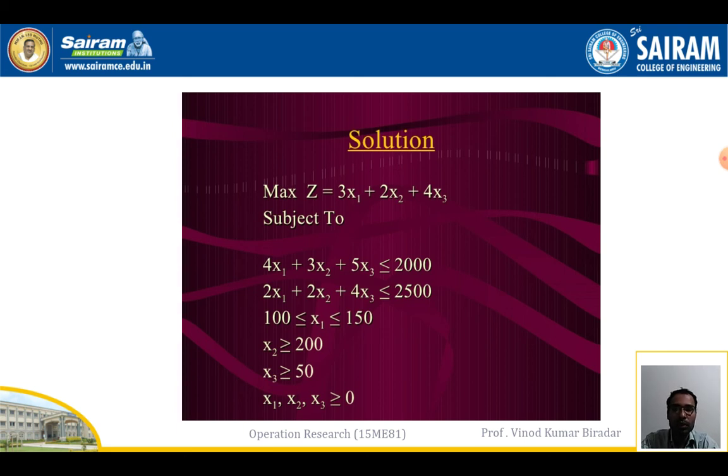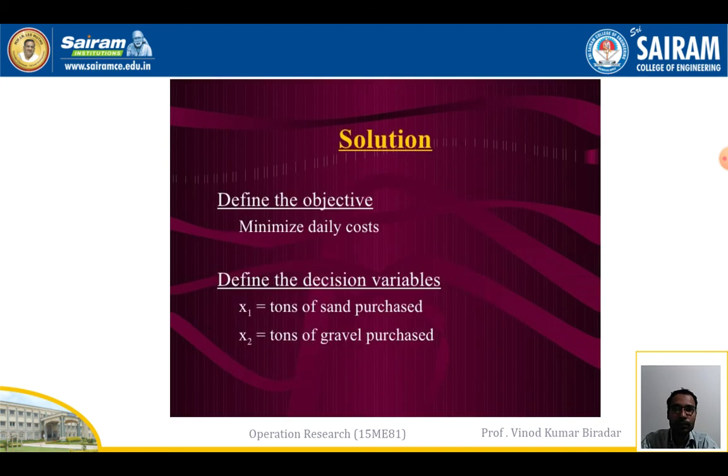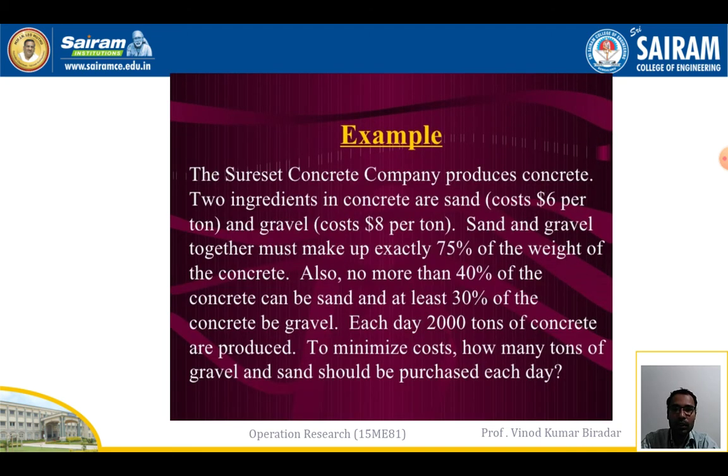So this solution is very important, only 2 lines, but the question is lengthy, okay. So we will have another, third problem. The third problem is given like this. The Sunset Concrete company produces concrete. The ingredients in concrete are sand, which costs $6, and gravel, which costs $8 per ton. Sand and gravel together must make up exactly 75% of the weight of the concrete, and no more than 40% of the concrete can be sand, and at least 30% of the concrete can be gravel. Each day 2000 tons of the concrete are produced. To minimize the cost, how many tons of gravel and sand should be purchased each day?